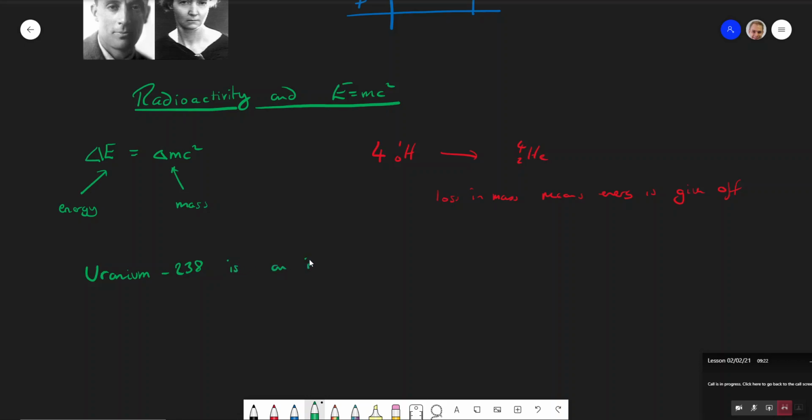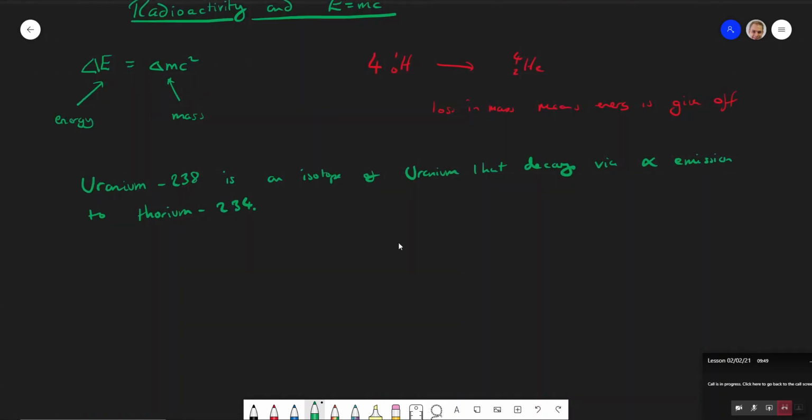is an isotope of uranium, obviously, that decays via alpha emission to thorium-234. So what we have is uranium-238 (atomic number 92) goes to thorium-234 (atomic number 90). So we have a loss of 2 there, plus an alpha particle, helium-4, 2.